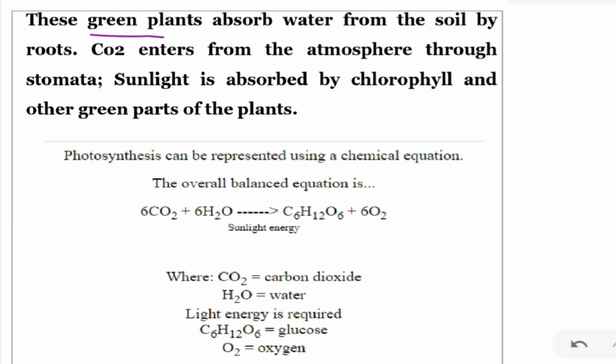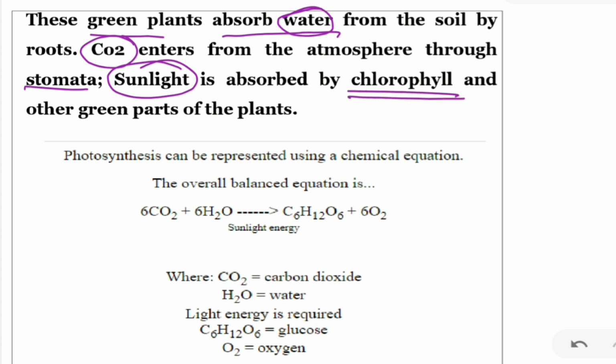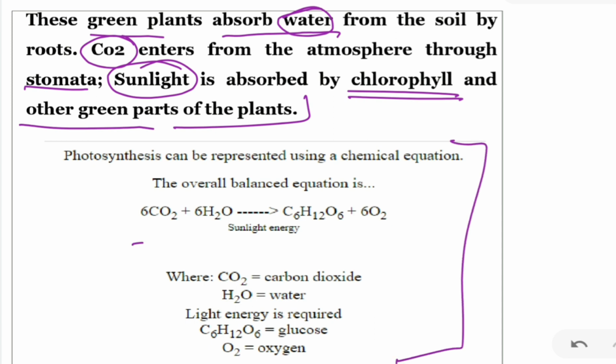Now, where do the green plants get all these materials for the process? They absorb water from the soil. Carbon dioxide enters from the atmosphere through stomata. Sunlight is absorbed by chlorophyll in the green parts of the plants. This is the overall equation, a balanced equation. Carbon dioxide combines with water in the presence of sunlight. Chlorophyll absorbs the sunlight. It forms glucose and oxygen. So this is the glucose or carbohydrate.